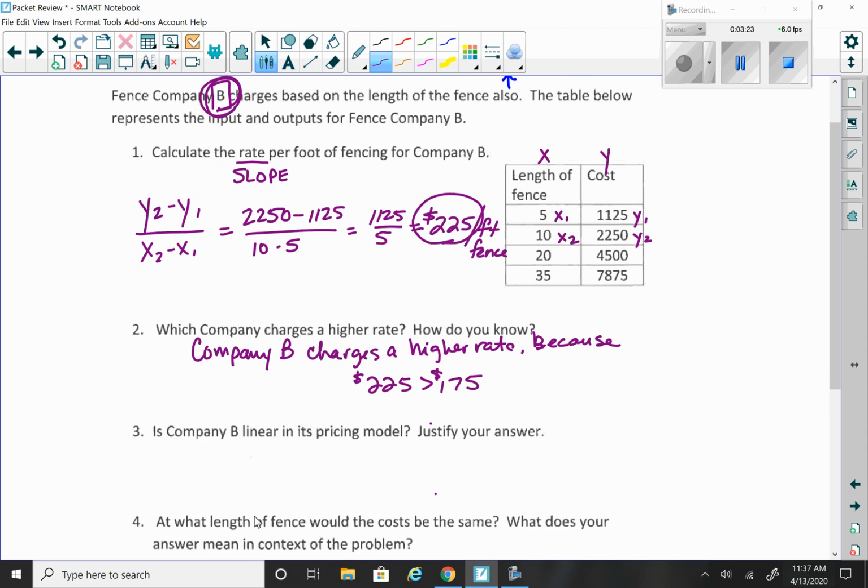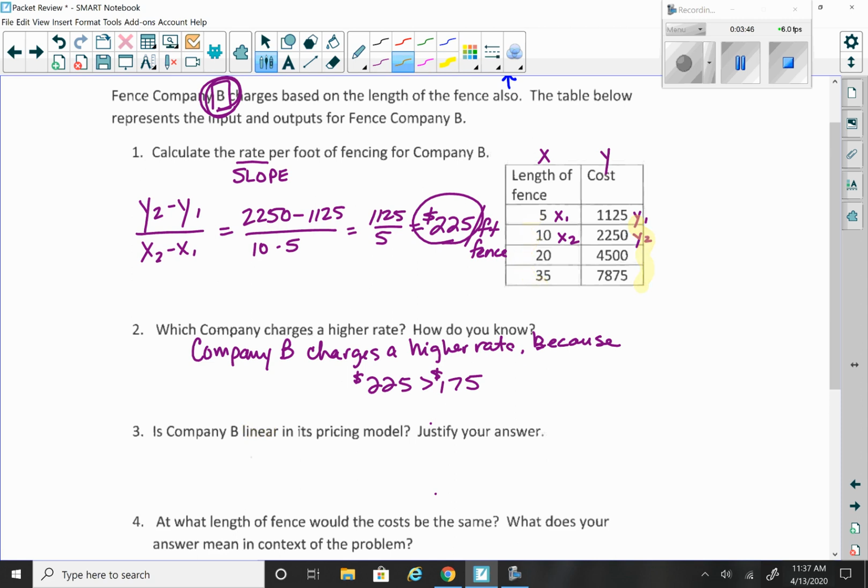Now, part 3 or question 3, it says, is company B linear in its pricing model? When we picked those first 2 points and plugged them into the slope formula, we assumed that it was the same throughout the entire table, but we honestly did not know that. So if it's linear, we know that it's going to be going up at a constant rate. So we have to check and see, is it going up at a constant rate?